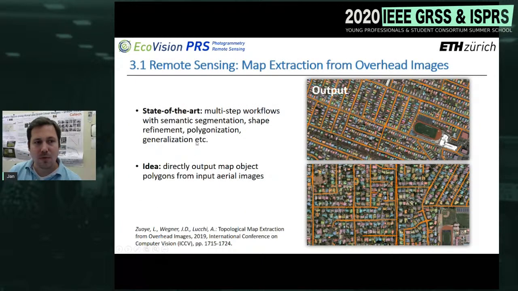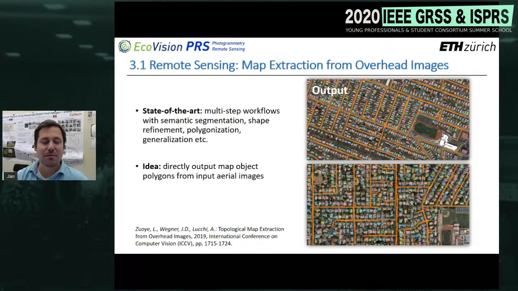Okay, so now moving to the last part of the talk, which is on remote sensing, which also makes up a large part of the research that we are doing. Since my PhD times, I have worked on semantic segmentation of aerial images, synthetic aperture radar images, optical aerial images, or satellite images, always with the motivation to make maps. And it really bothered me that we always only do semantic segmentation and stop there.